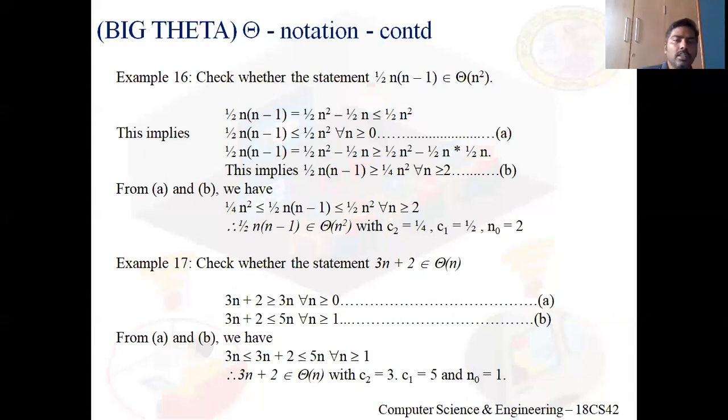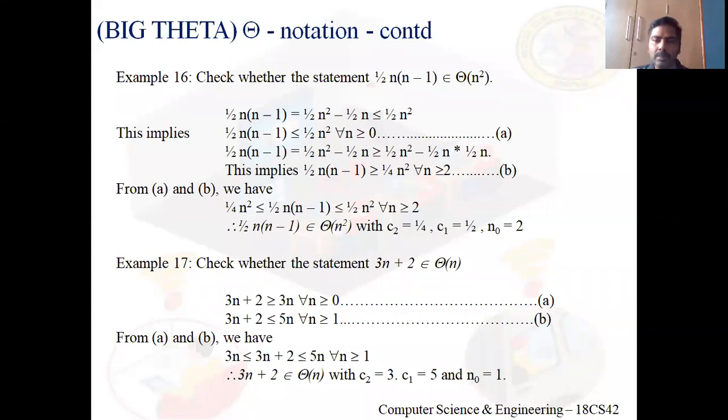Now, I will look at the first example. Check whether the statement n into n minus 1 belongs to big theta of n square. Now, what do you say about this? The growth rate of n into n minus 1 is nothing but order of n square minus order of n. It's quadratic. And what about big theta of n square? It's also quadratic. Growth rate is the same, so of course n into n minus 1 belongs to big theta of n square. But what I need to determine is C1, C2 and n0.